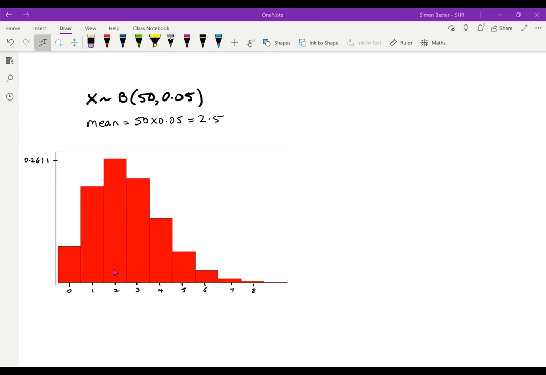So this is a picture of what happens with binomial(50, 0.05). It only goes as far as 8. Once you get beyond 8, the probabilities are so small that you can't see them. It doesn't mean they aren't there. It does go all the way up to 50, but very, very small and insignificant.